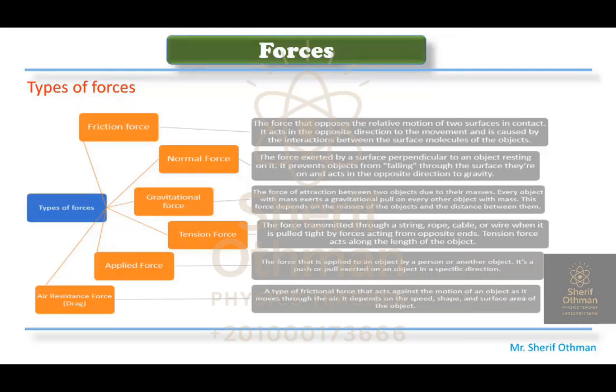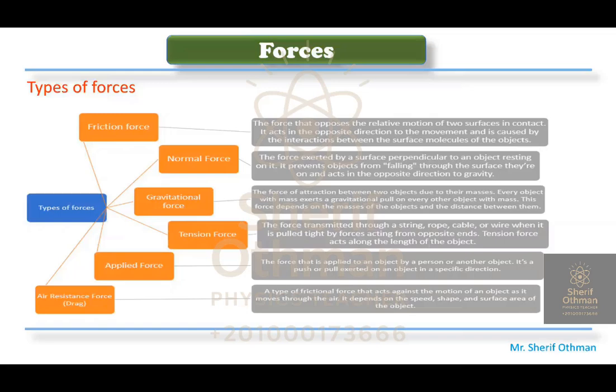Friction force is the force that opposes the motion or the sliding of two objects over each other. Normal force is the force which is applied against gravity for an object laid on a surface. Gravitational force is the force of gravity. Tension force is the force applied on a spring, rope, or cable as a pulling force on this string, rope, or cable.